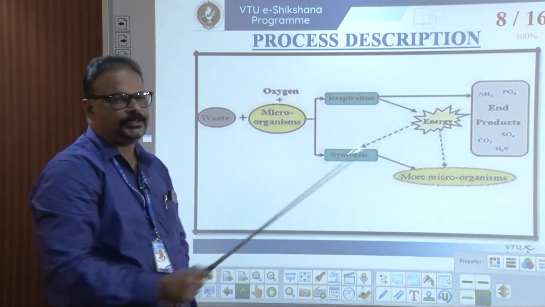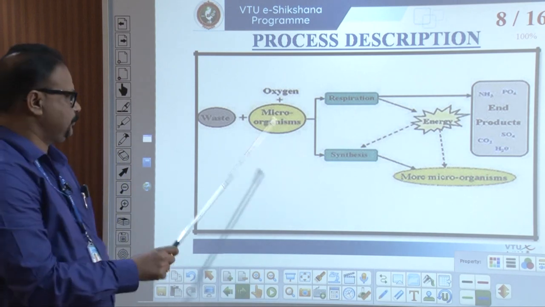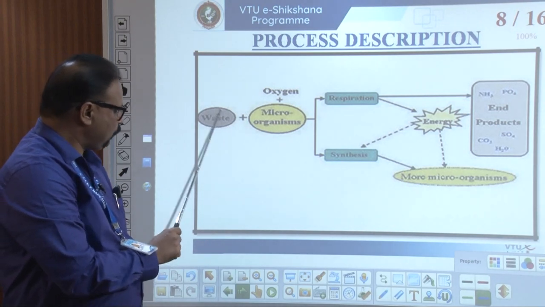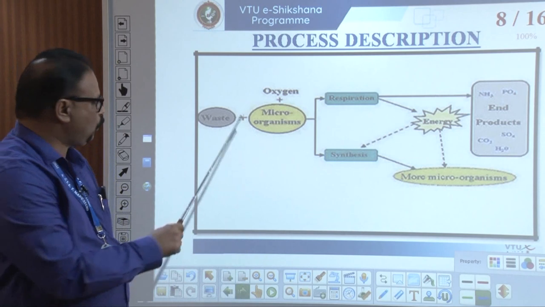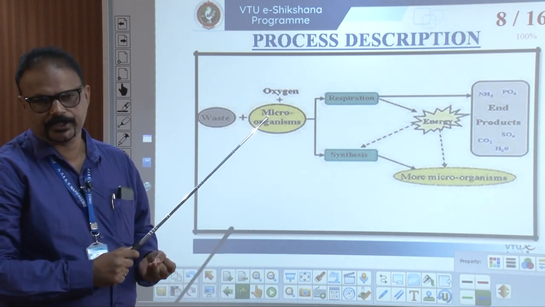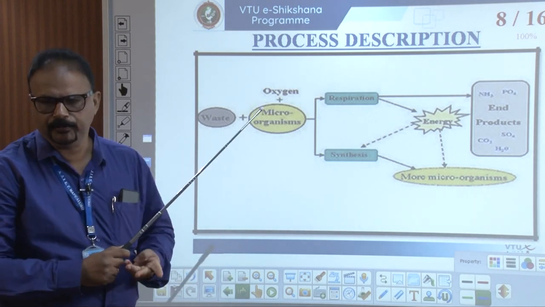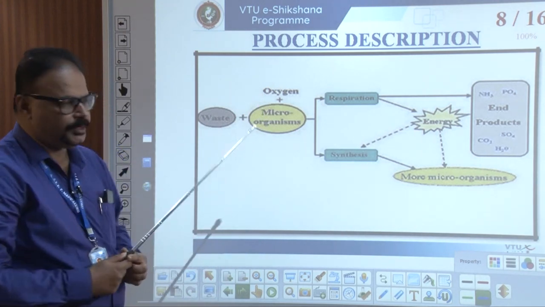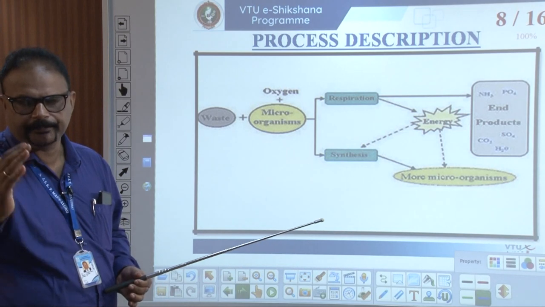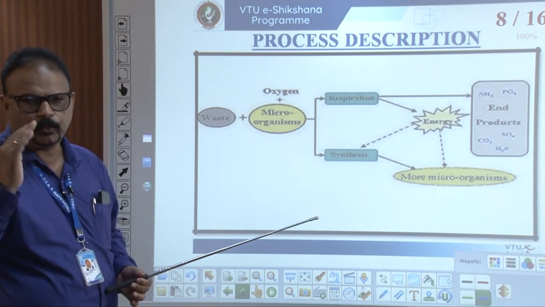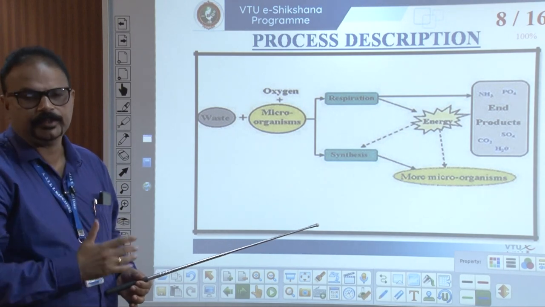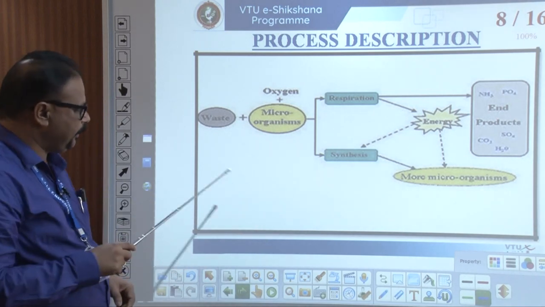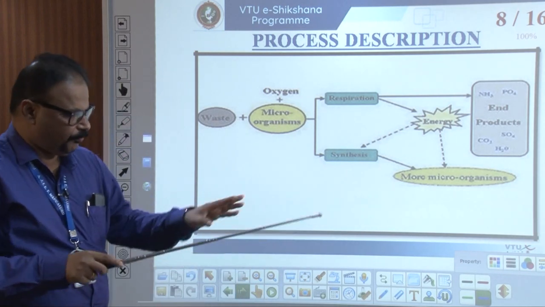Very, very important: how the process takes place in aerobic composting. Process description. First, we segregate the waste, and only organic waste is added for aerobic composting. Organic waste means food waste, kitchen waste, vegetables, fruits, plants. We separate out plastic waste, boxes, wood, and all the metals, and fill the organic waste in the tank, as I already showed in the figure.